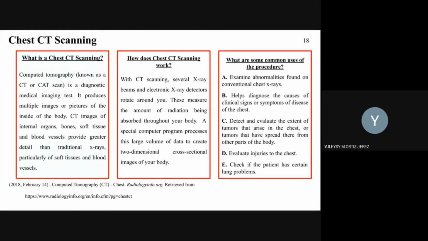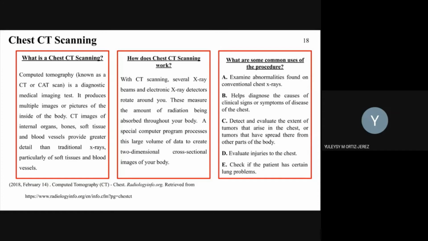One of the main benefits of CT is that its images of internal organs, bones, soft tissue, and blood vessels provide greater detail when compared with traditional X-rays, particularly so with soft tissues and blood vessels. So how it works is that several X-ray beams and electronic X-ray detectors rotate around you, measuring the amount of radiation being absorbed throughout your body. The complete scan takes about 30 seconds to a few minutes, and this large volume of data is then processed by a special computer program, which creates two-dimensional cross-sectional images of your body.